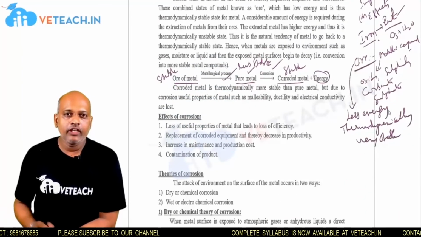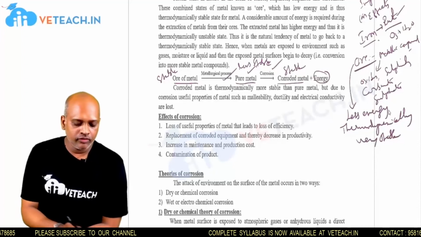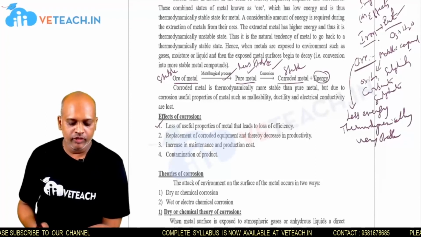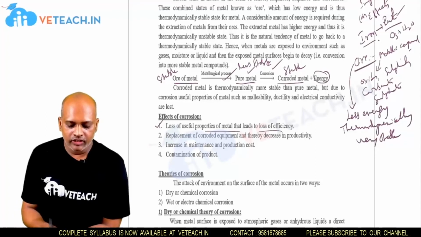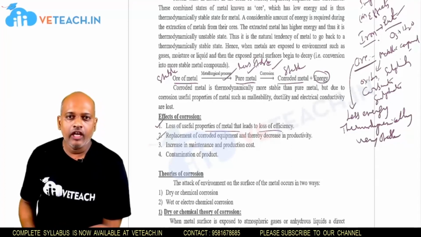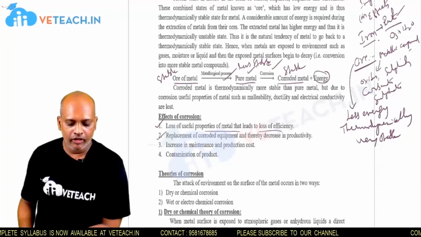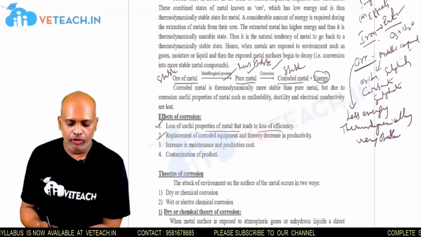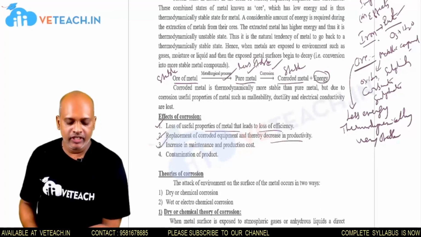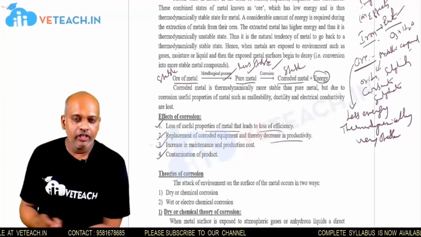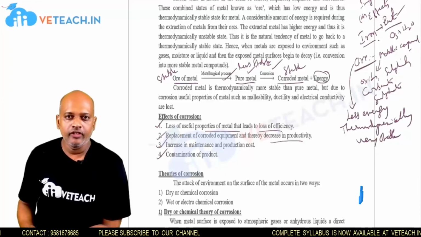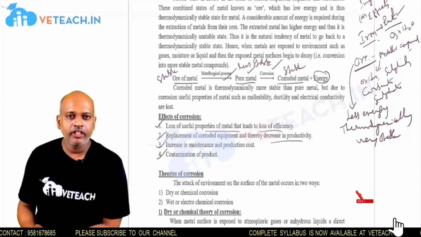Next, what are the effects of corrosion? Due to corrosion, the metal is destructed, disintegrated or deteriorated. That means the metallic properties are lost, or the efficiency of the metal is lost. It is always difficult to replace the corroded equipment, so productivity decreases in industries. It also increases maintenance cost and production cost, and it also leads to contamination of the product. These are the main effects of corrosion.